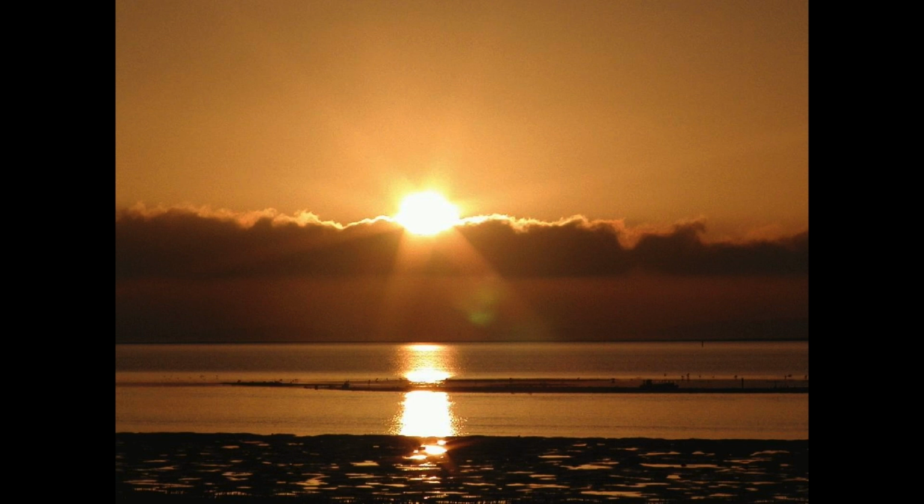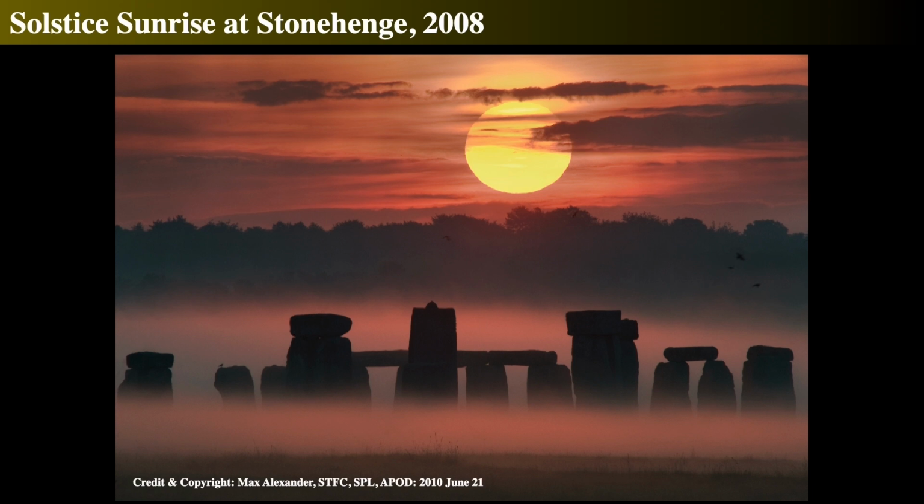It's just the biggest thing in the solar system, and the Earth orbits it. So the sun's light and heat and rays and its influence go out in all directions. We just happen to intersect it in a very tiny amount, and we get very pretty sunsets. This is a picture from Astronomy Picture of the Day by Max Alexander. This was the sunset at Stonehenge.